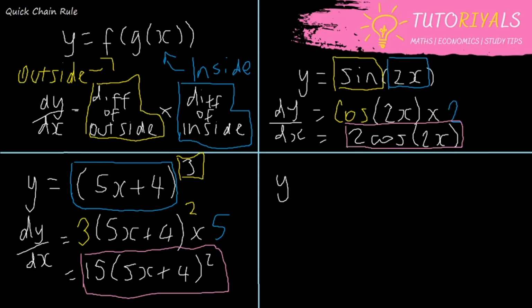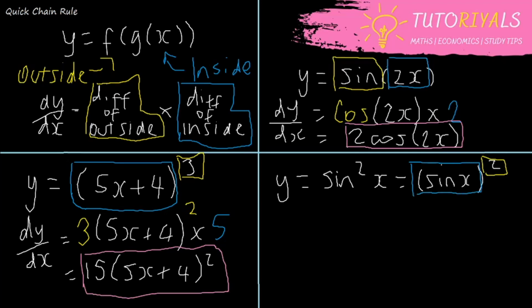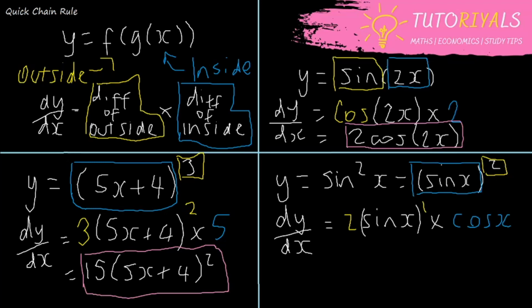How about y equals sine squared x? Well, we can rewrite this as sine of x all squared. Then the outside of the function is the power of 2, and the inside of the function is sine x. If we differentiate the outside, we just bring down the 2, we keep the inside the same, so we just get sine x, and we take away 1 from the power, so we have a power of 1. If we differentiate the inside function, which is sine x, well, sine x differentiates to cos x. Simplify this, and we get 2 sine x cos x.